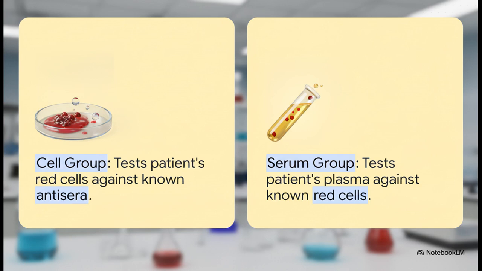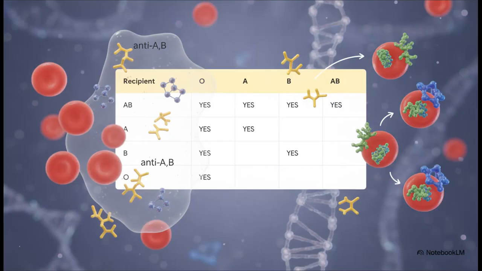Second is the reverse, or serum group, which tests the patient's plasma with known red cells to confirm which isoagglutinins, the antibodies they naturally possess. By using these two methods together, medical professionals create a foolproof safety net to avoid any catastrophic incompatibility errors. And that brings us to the final picture of blood compatibility.